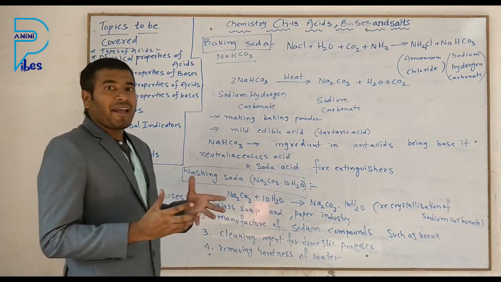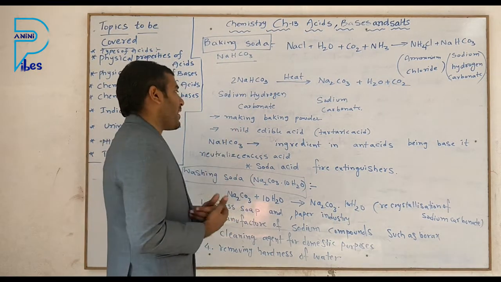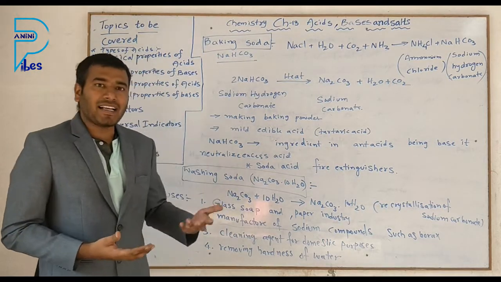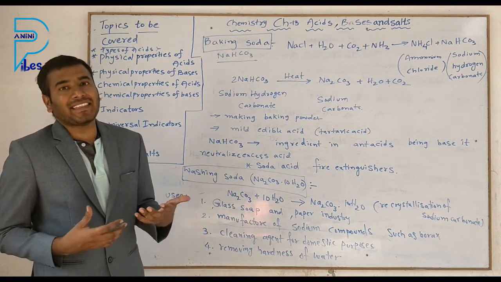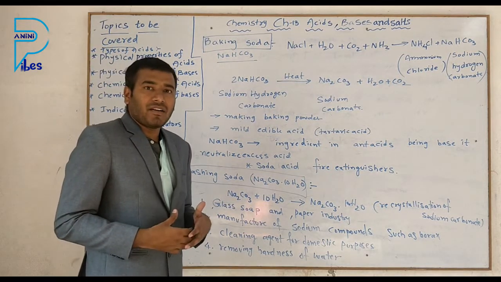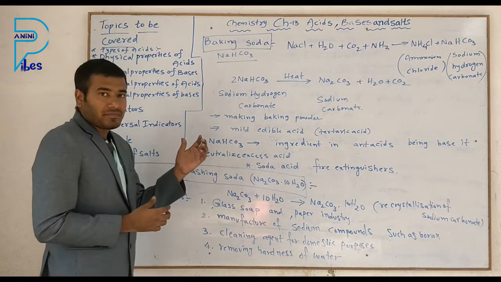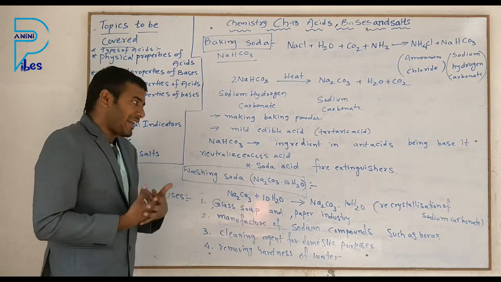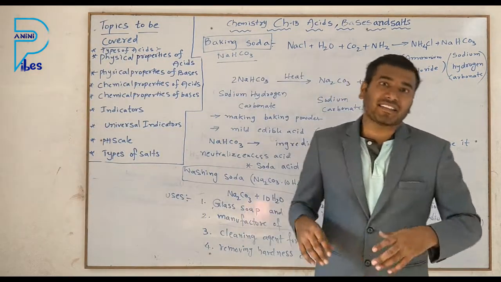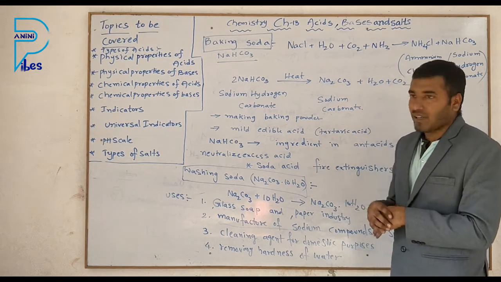Next, to prepare cakes, to get the crispy nature, we are using this baking powder, and it is used as a mild acid and to prepare antacid tablets. If we feel acidity in our stomach, to clear that acidity we are using this baking soda as antacid tablets. Next one, this baking soda is used in fire extinguishers. To stop the fire we are using baking soda.